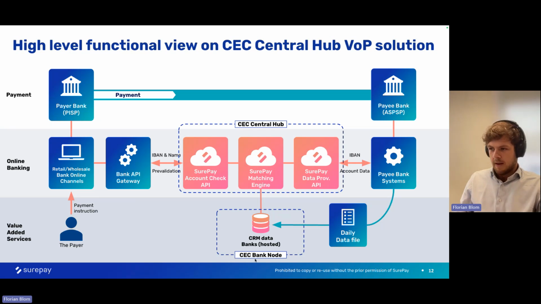So for the SFTP connection, the hosted data, at least a daily data file is required because, well, people open new bank accounts on a daily basis. So we want to make sure that also these newly opened bank accounts are in scope. And of course, also people close their accounts or make changes to their accounts. So we need those updates as well.